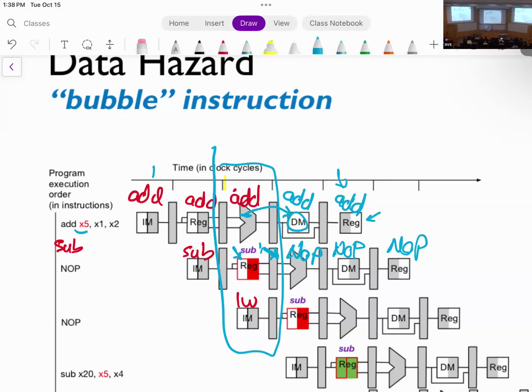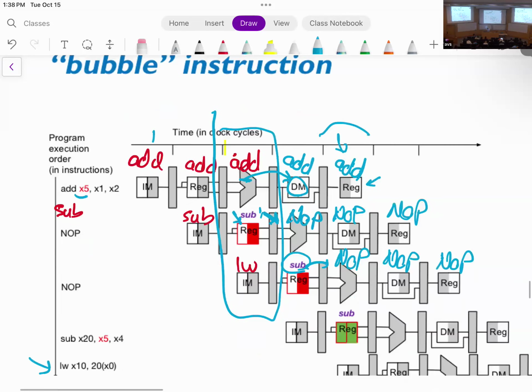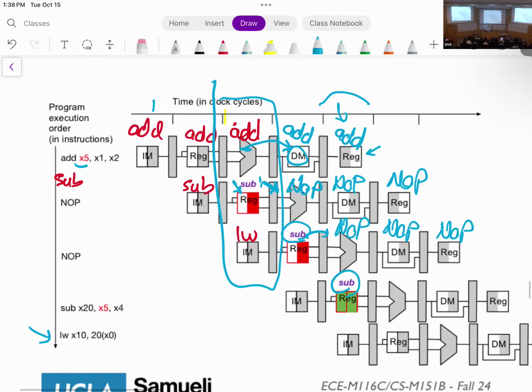And then again, at this stage, if you look at this cycle here, you still see that sub is stalled because we need to stall 2 cycles. So again, I'm going to have the same issue. I need to replace this with something. I'm going to put another no-op here, and I'm going to let this no-op continue.